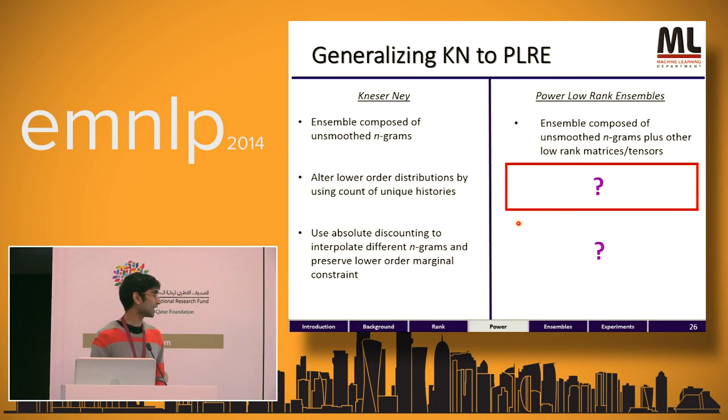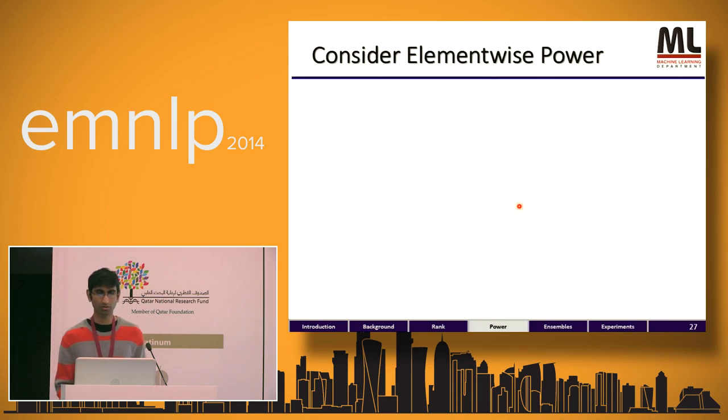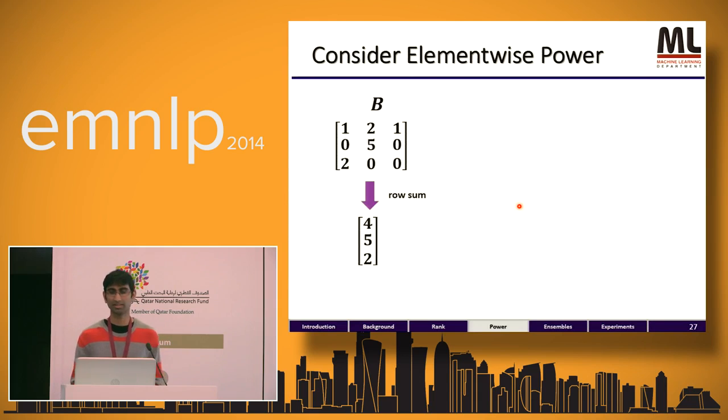So next I'm going to talk about how you actually do what Dyer does and alter these lower order distributions to reflect this diversity intuition. So consider the following operation. Let B be my bigram counts. This is the row sum. So this is essentially the marginal probability of WI, because WI is on the rows, WI minus 1 is on the columns.